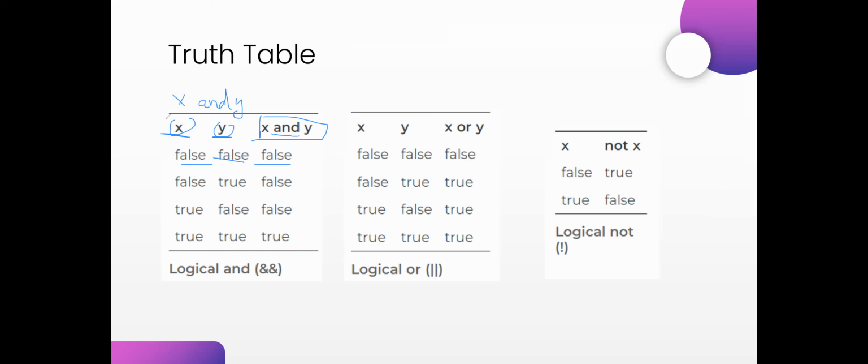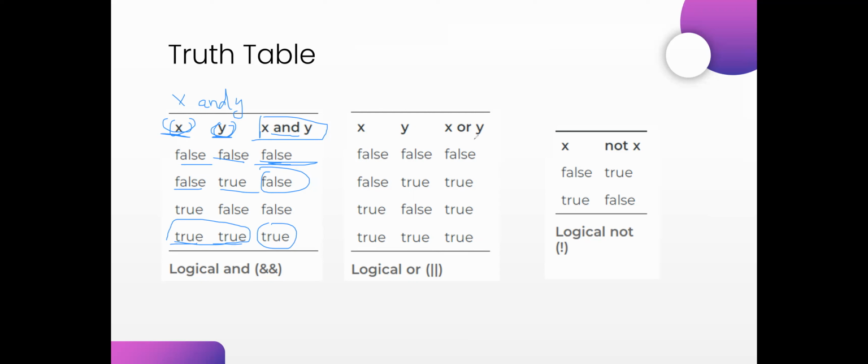So this means x and y, I'm going to get false. If x is false, y is true, still getting false. Only when both are true, x and y is true. Only in this case, when x and y are both true, the result is true.